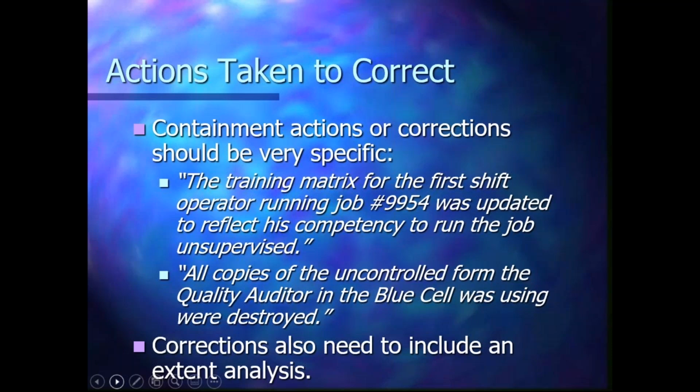Containment actions or corrections should be very specific. So if we consider the examples that we started following when we talked about the first part of a nonconformity, the first one would be the training matrix for the first shift operator running job 9954 was updated, and it now reflects his competency to run that job unsupervised. Or all copies of the uncontrolled form the quality auditor in the blue cell was using were destroyed. Corrections also need to include an extent analysis.